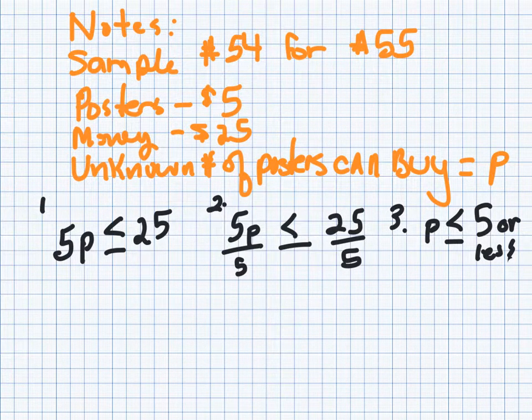So when I label everything, I have posters that are going to cost $5. You have a total of $25 in money, and you're trying to find out an unknown number of posters, which we'll represent with P, and that would be 5P is less than or equal to 25. We divide both sides by 5, and we end up with P is less than or equal to 5. You can buy 5 or fewer posters.